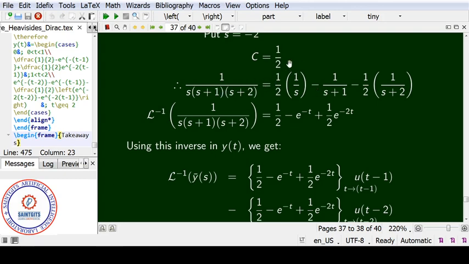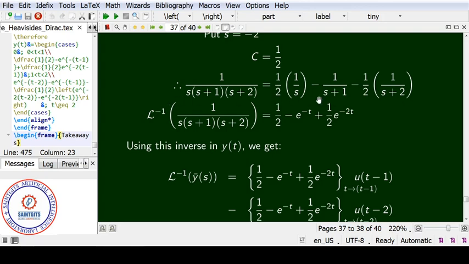C is equal to 1 by 2, not minus half, 1 by 2. Therefore 1 by s into s plus 1 into s plus 2 is equal to a is 1 by 2, 1 by 2 into 1 by s plus b by s plus 1, b is minus 1, so minus 1 by s plus 1 plus this is plus 1 by 2 into 1 by s plus 2.